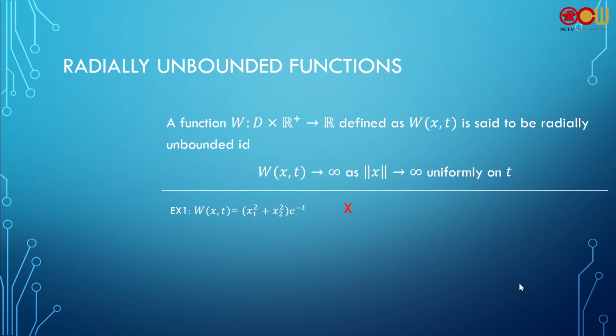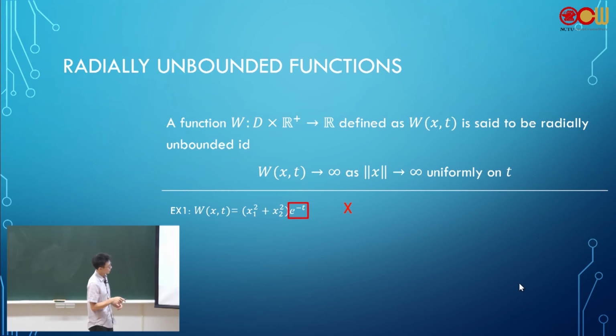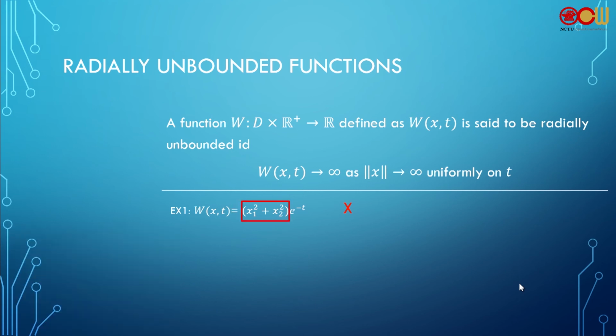So the way you check a radially unbounded function is you can divide it into two steps. First, check this part. For the first part, it's radially unbounded if you don't consider t. Next, you consider this part. If it goes to 0, then it won't be a radially unbounded function, because for radially unbounded, the whole function has to go to infinity. But this part, which is inside W, prevents the whole W from going to infinity. So you need to check two conditions, 1 and 2.